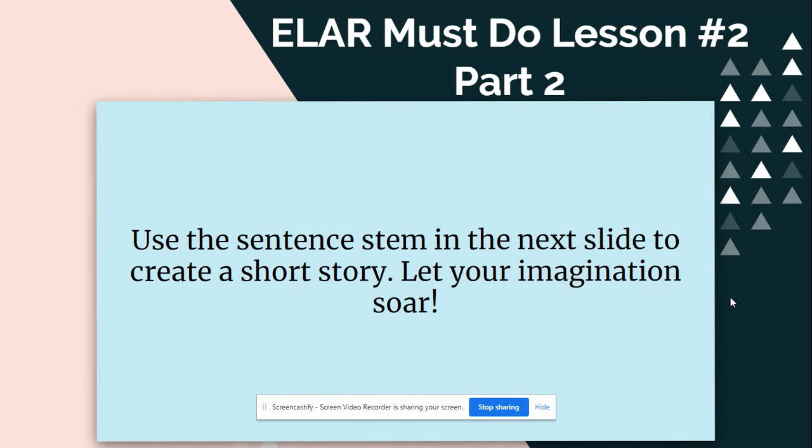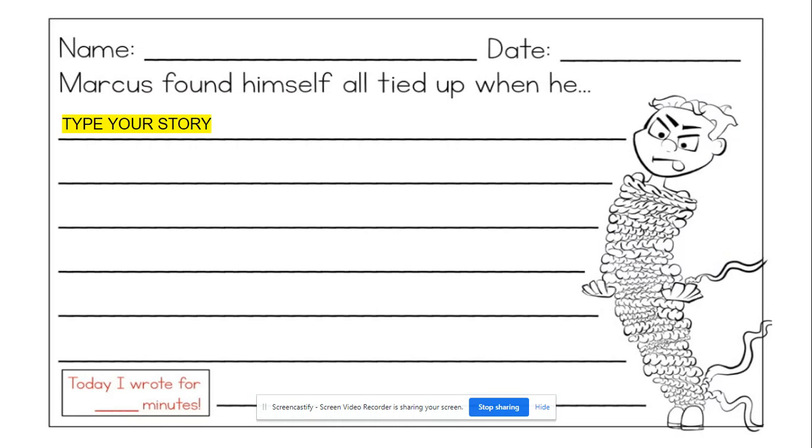ELAR must-do lesson number 2, part 2, is that on the next slide, you will use the sentence stem to create a short story. Your story must fill the entire slide, and we ask that you let your imagination soar. This week's writing prompt is Marcus found himself all tied up when he, and you will finish that story.